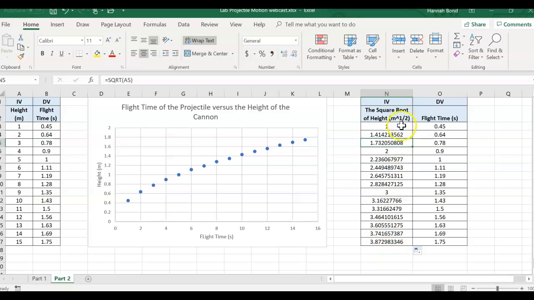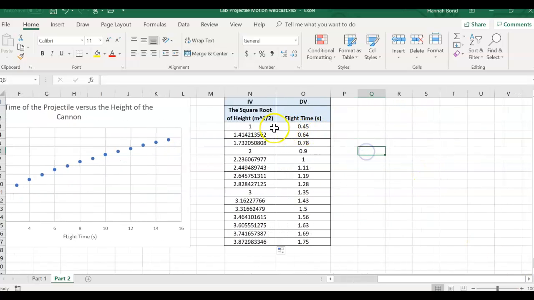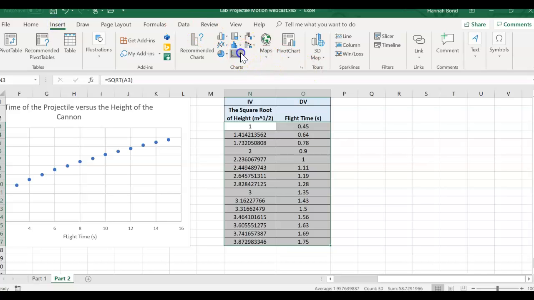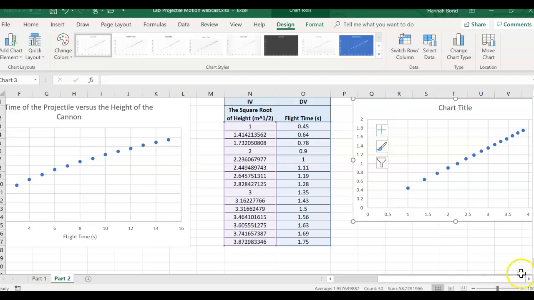So it is going down the list of those heights and taking the square root of them. Once I've made this table, I want to graph it. And I want to see what the flight time looks like when it's graphed versus the square root of the height. I'm hoping it's going to be linear. But let me highlight those numbers and insert the scatter plot. Oh my goodness, it's beautifully linear.